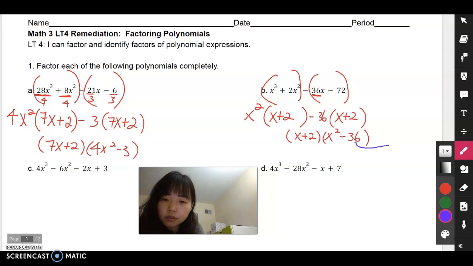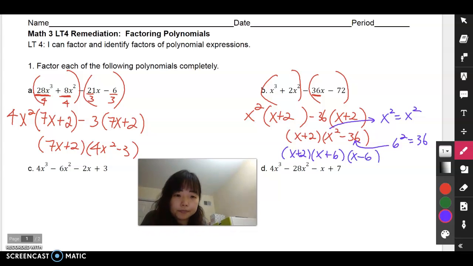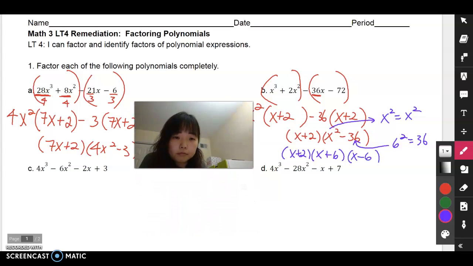Now, you just have to think twice. Is this a square? Yes. Is x a square? Yes. It's x squared, right? So this can be x plus 6, x minus 6. Cool? I'm moving on to C.